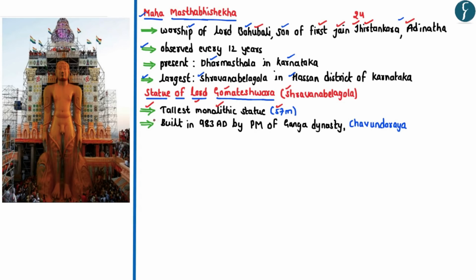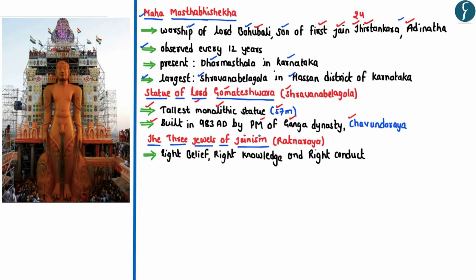And from the perspective of prelims, you need to note here that the commissioning of this particular statue was done by a person known as Chavundaraya, who was a prime minister as well as commander-in-chief of the Ganga dynasty. Further, Jainism believes in the concept of liberation, that is to escape from the continuous cycle of birth, death and rebirth. And in this regard, Jainism has put forward the concept of Ratnatraya, which means that if the Jains have to achieve liberation, then they would have to follow the three jewels. And these three jewels are right belief, right knowledge, and right conduct.